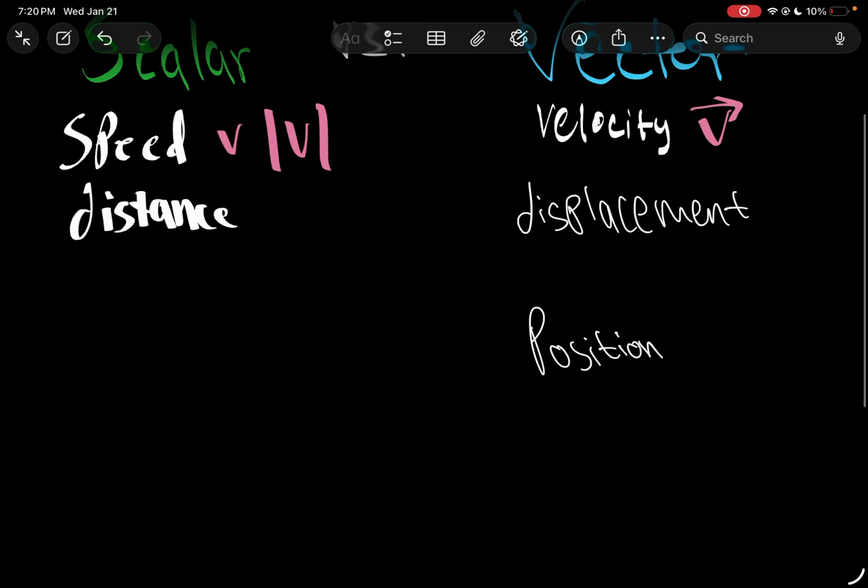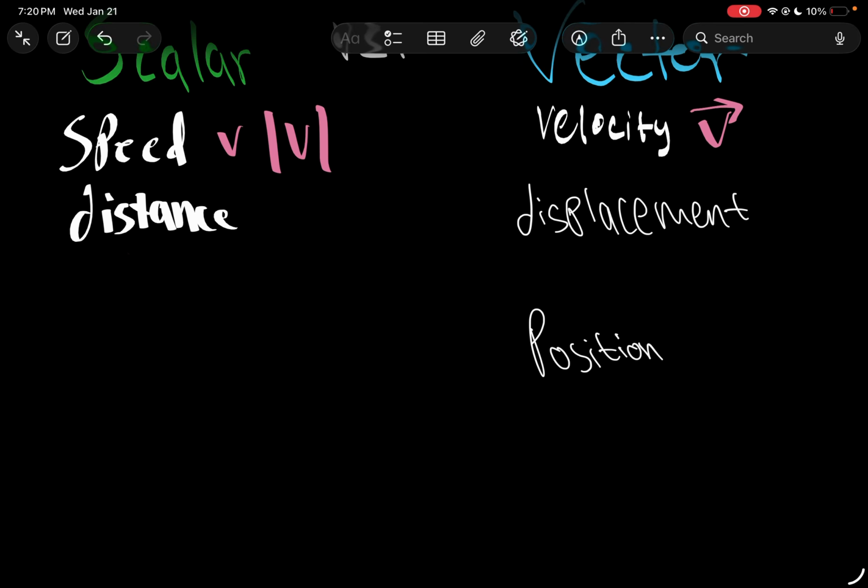Alright, now let's talk about distance. Let's say you start at position A, which is your house, and you go on a windy road and you end up at position B, which is your favorite restaurant. Well, the distance is actually just going to be the total length of this path that you traveled.